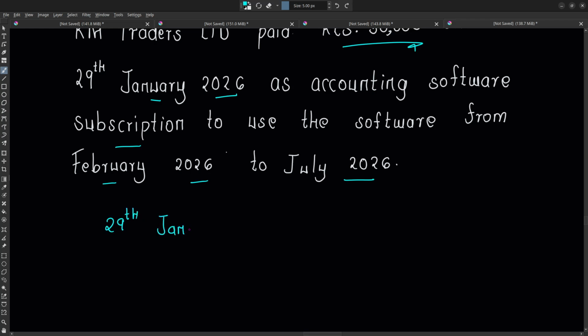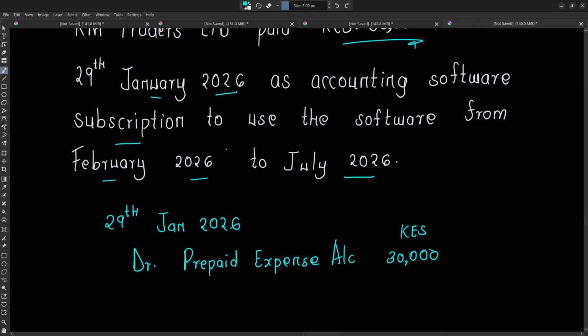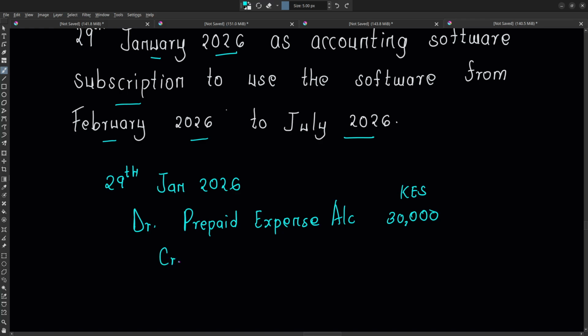At this point, they need first to recognize that prepaid expense of amount 30,000. This is Kenyan shillings. Then they are going to recognize that money definitely you have paid, so the cash account has reduced by an amount of 30,000.